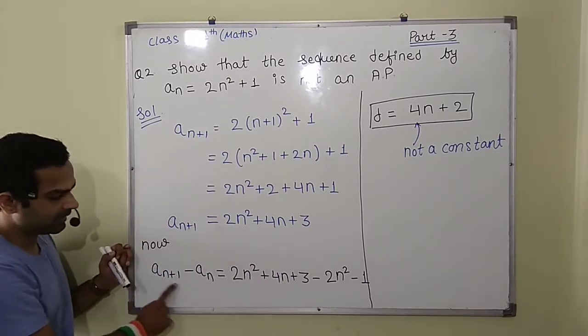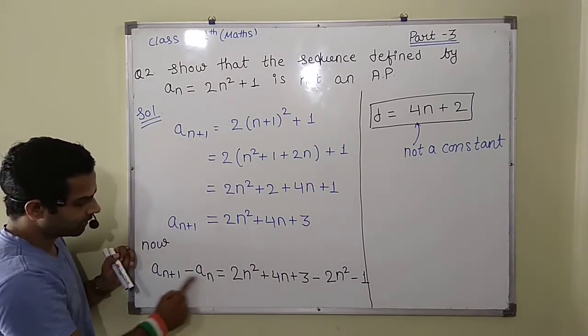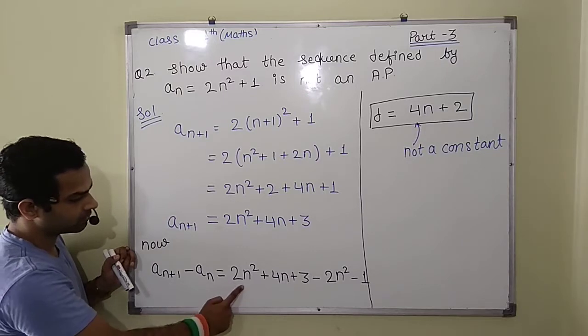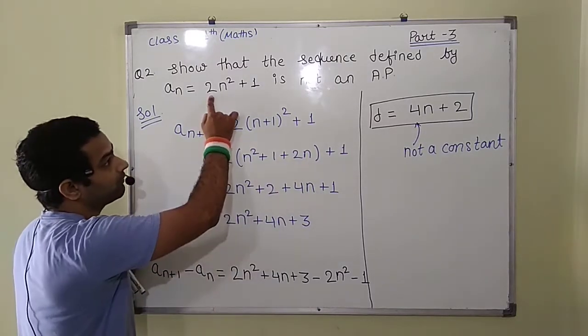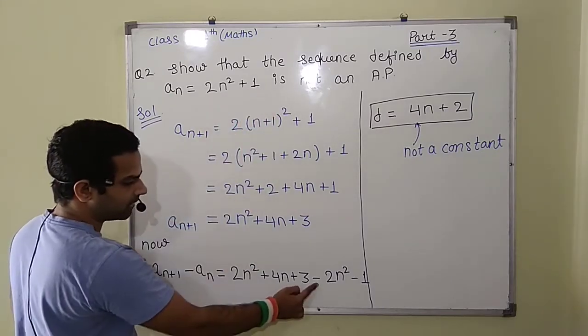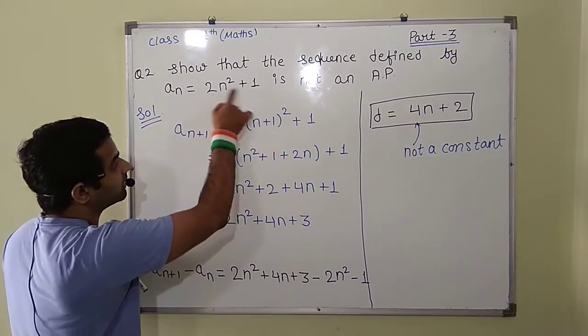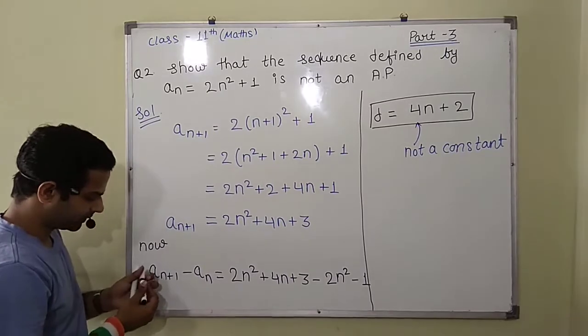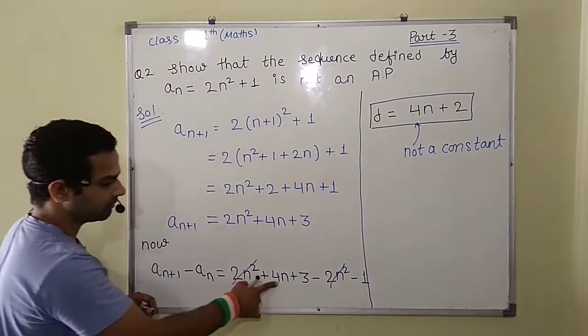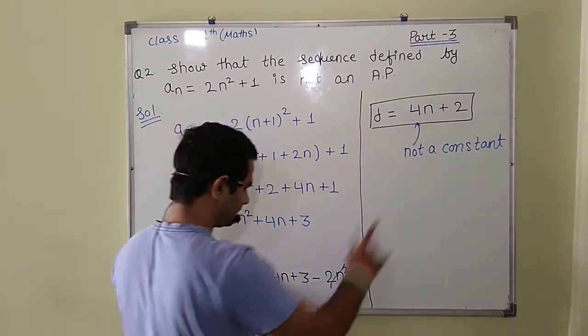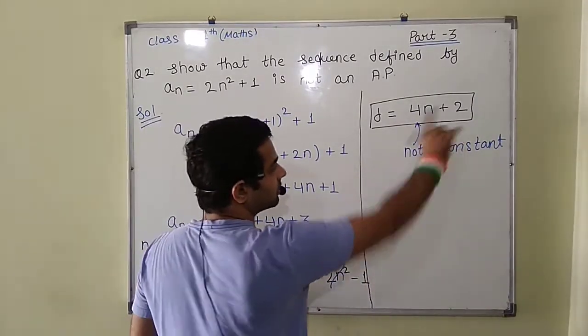Now to find an plus 1 minus an, put the value of an plus 1. So 2n square plus 4n plus 3 minus an. So the value of an is 2n square plus 1, so minus 2n square minus 1. Now 2n square cancels. The remaining is 4n plus 3 minus 1, which is equal to 4n plus 2.